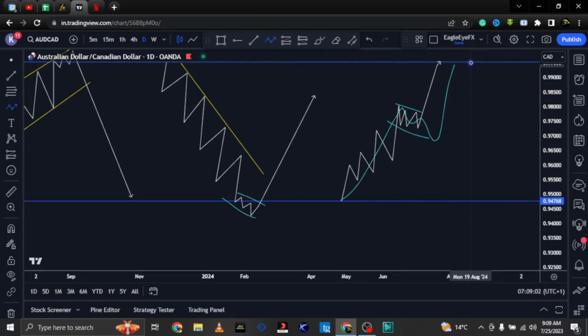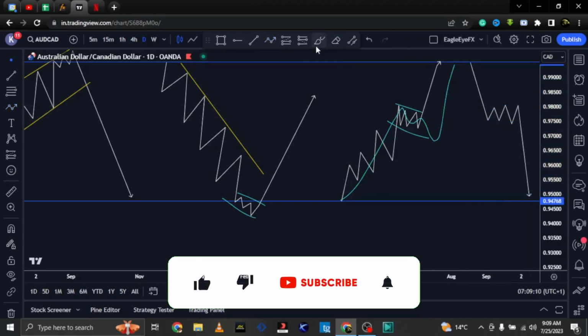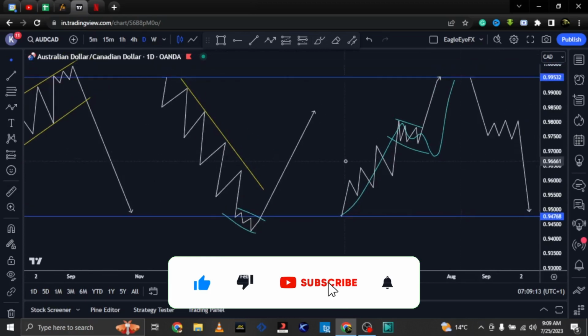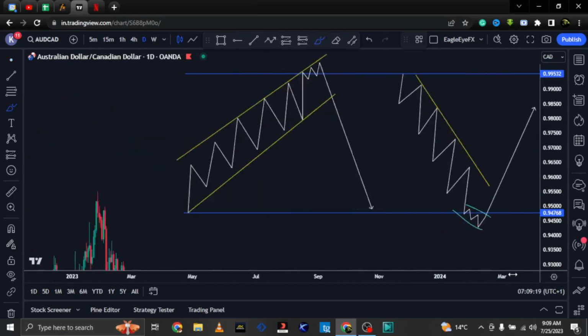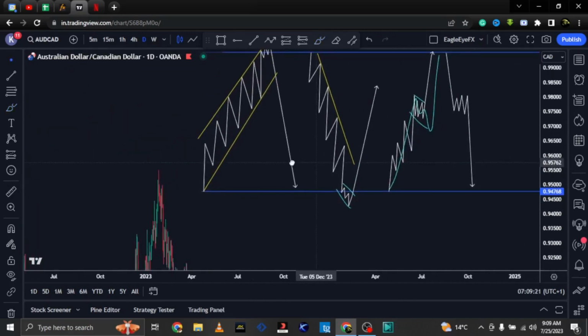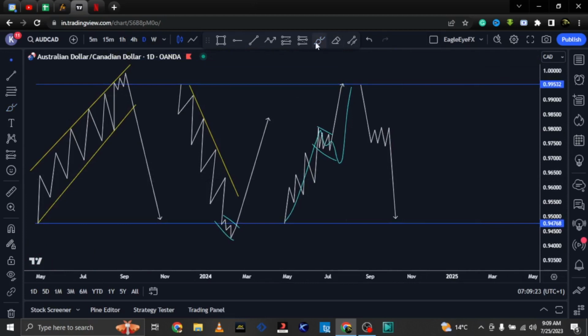Then the next thing we want to look at is, the market was bearish, then all of a sudden it gives you a bearish flag. Of course, now we are looking for a continuation to the downside.